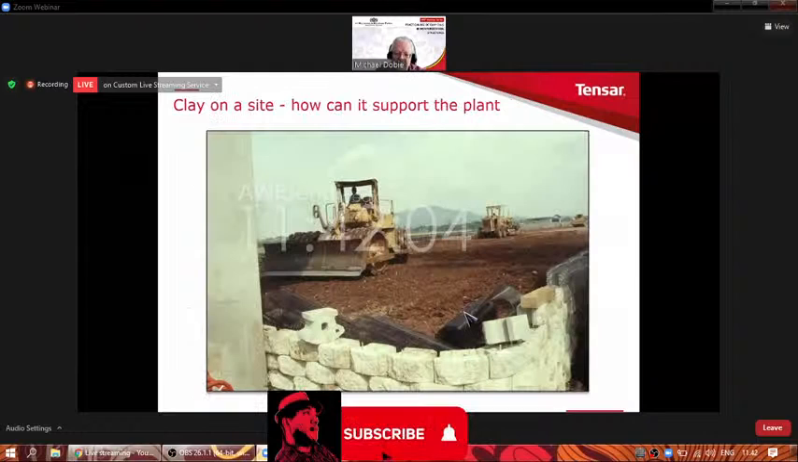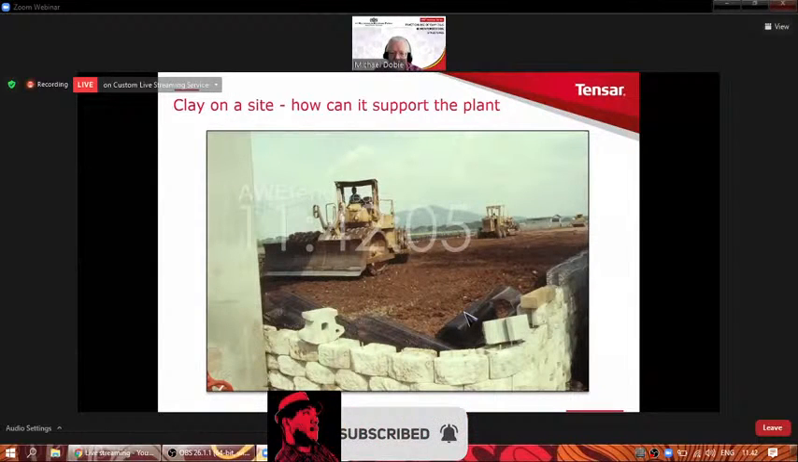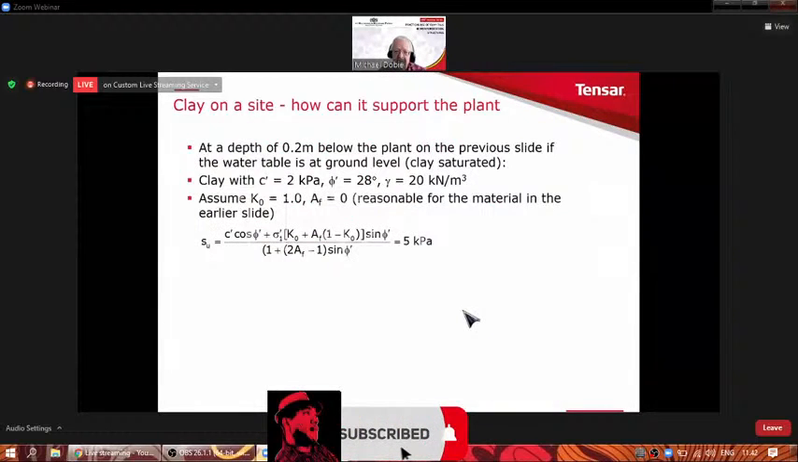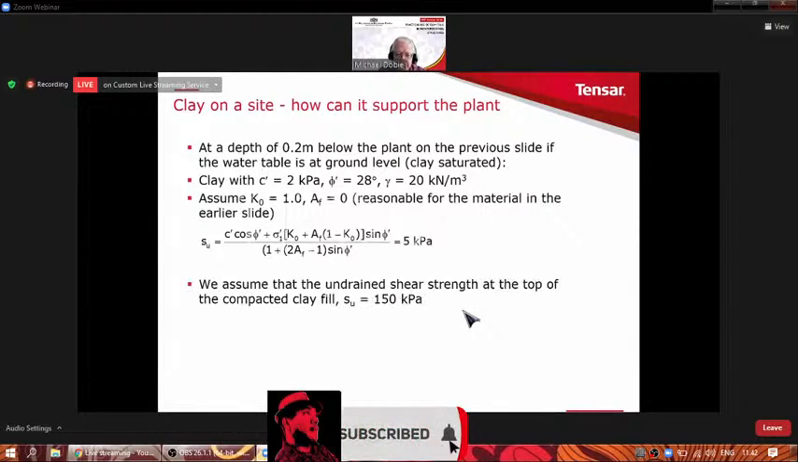So let's go back now to that particular situation on the site in West Java and see how it's going to work. So this is what we calculated earlier on when we assumed that the water level was at ground level and the clay was saturated, which clearly is not the case. So what I'm going to do now, I'm going to use my formula, and I want to get SU, undrained shear strength, to become 150 kilopascals.